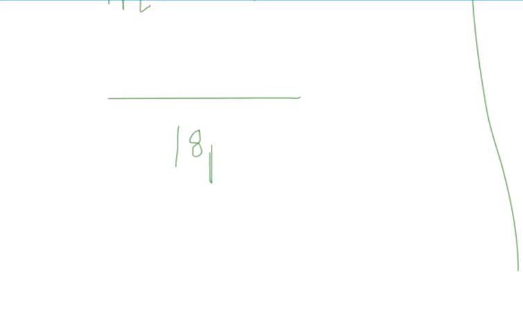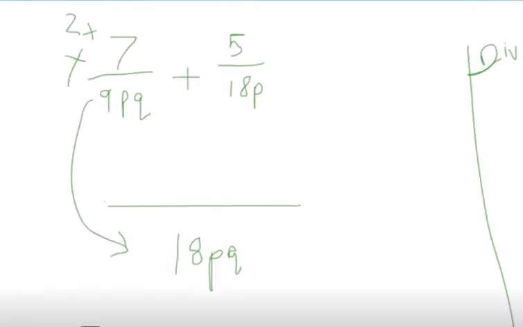Let's get to the other part of the sum. In this sum, I'm sorry you're not seeing it at the moment, but you will shortly. Let me go forward. This is the sum. The sum that we are working out now is 7 over 9pq plus 5 over 18pq. So we have 9pq and 18pq as our denominators. And what we need to find here is the LCM.